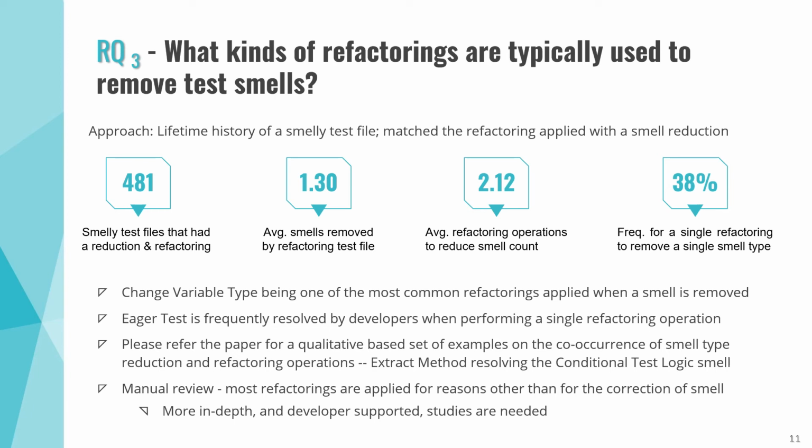Change variable type was one of the most common refactorings applied when a smell is removed, while eager test is frequently resolved when performing a single refactoring operation. We also performed a manual review to gain a further understanding on the removal of smells. We report findings in our paper. For example, we saw that developers apply an extract method to resolve the conditional test logic smell. This is a smell that occurs when a test method contains conditional statements.